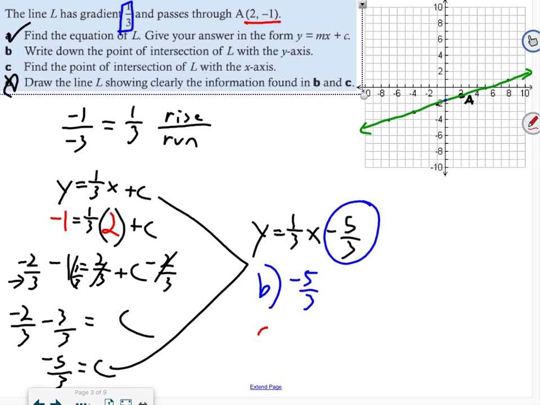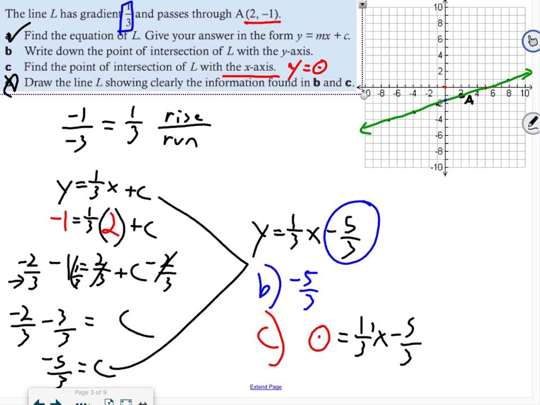Okay. So C is asking, find the point of intersection of L with the x-axis. So remember, on the x-axis, my y is equal to 0, right? So I want to know when y is equal to 0, what is my x value? So I have an idea from my graph, so what I want to do is substitute y in for 0. Okay, and I have 0 is equal to 1/3 x minus 5/3.